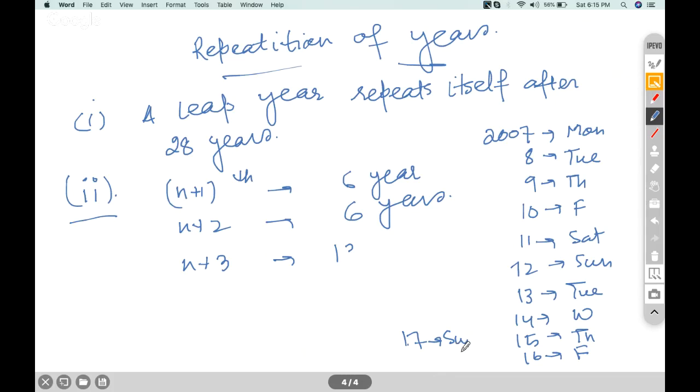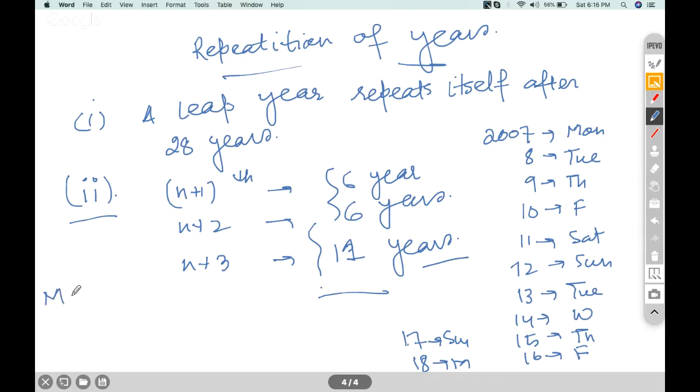No, one second. 17 years Sunday. And 18 it would be Monday. So it will be 11 years. So 6 years, 6 years, and 11 years. So this has been done. You need to know only this thing.